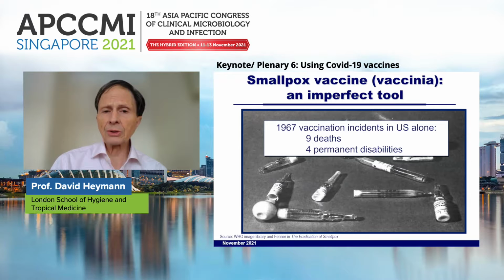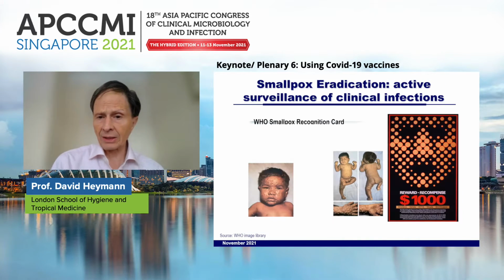But this vaccine was associated with death and permanent disability because the vaccine was not a pure vaccine. But even so, it was decided that the risk from naturally occurring smallpox was less than the risk from vaccination. And so the vaccine was used in an eradication program. That would be very difficult to do today, but it was done back in the 60s.